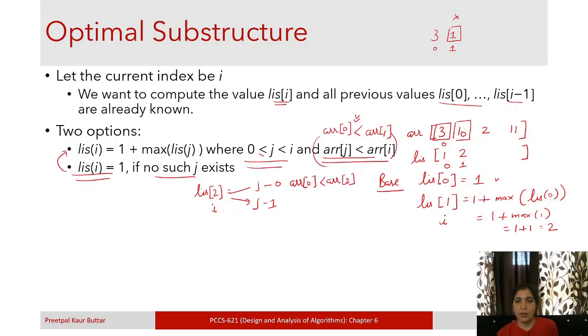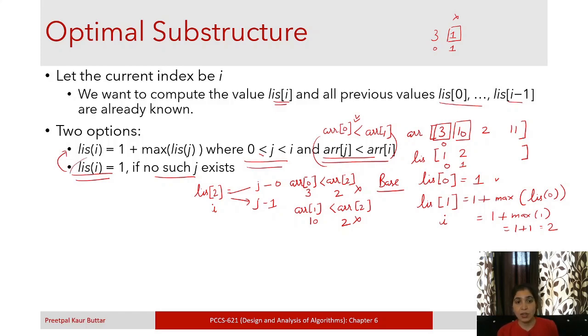So what is array at J when J is 0? This is 3, and array at 2 is 2. So this condition is not satisfied, right? Now when J is 1, array at 1 should be less than array at 2. Is this condition satisfied? Array at index 1 is 10 and array at index 2 is 2. Again, this condition is not satisfied. So no such J exists.